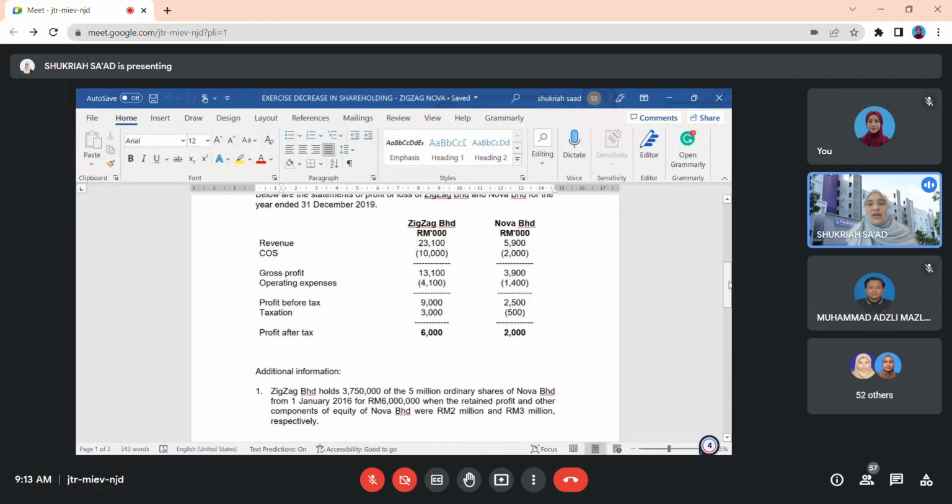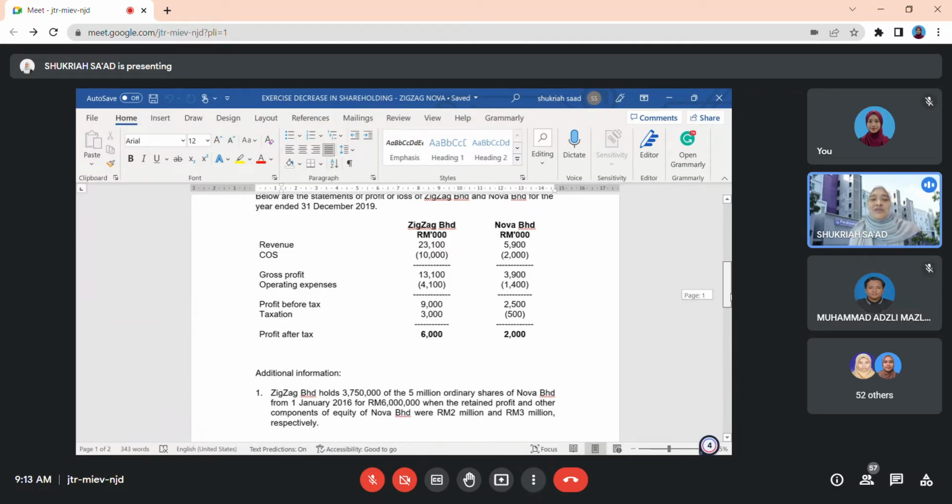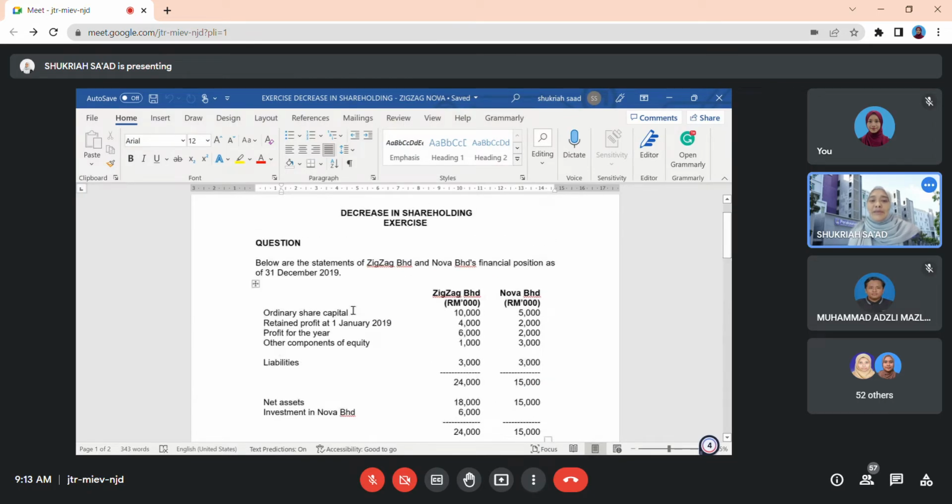Kalau tengok soalan ni dia tak ada OCI. Ada SOCHE kan? Betul kelas? Ada SOCHE. Mana SOCHE? Ada dalam ni. Retain profit 1st January 2019, one of the element ataupun item dalam SOCHE. So this question dia tak bagi SOCHE, the statement itself.